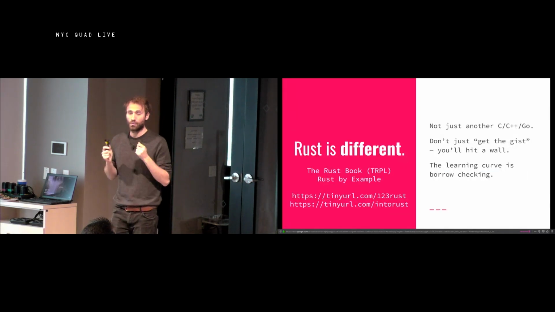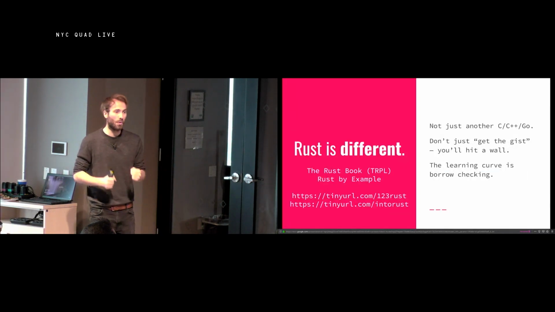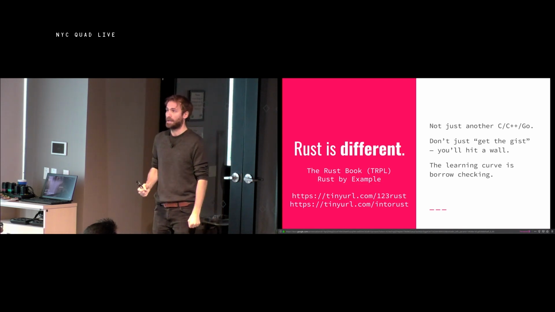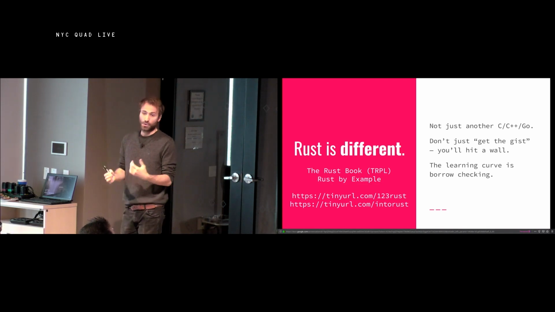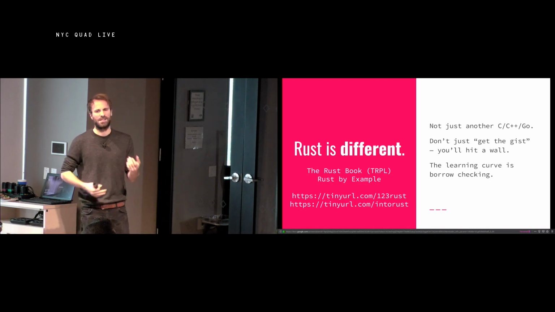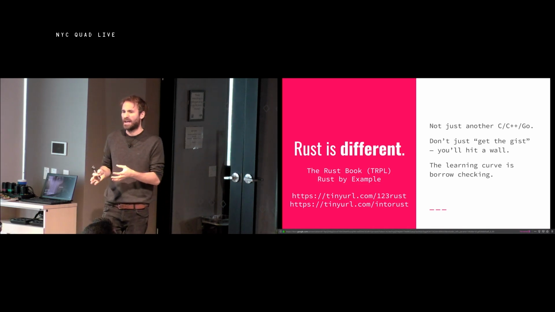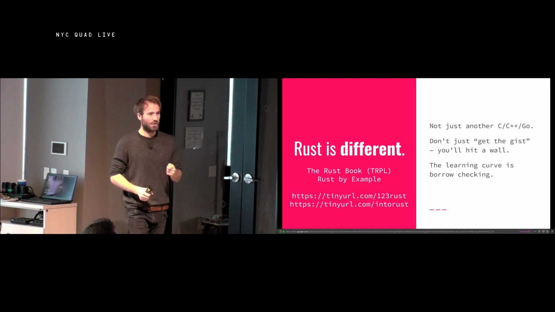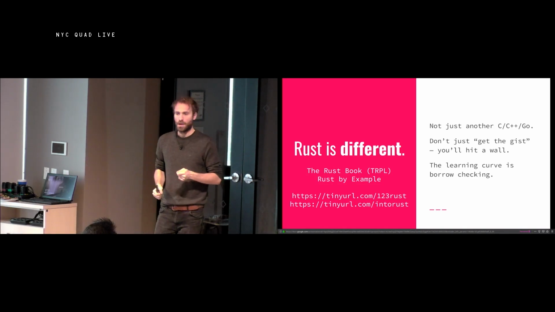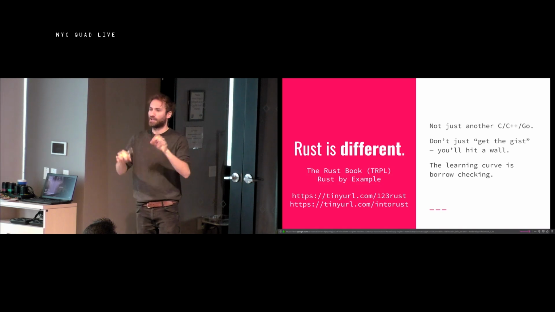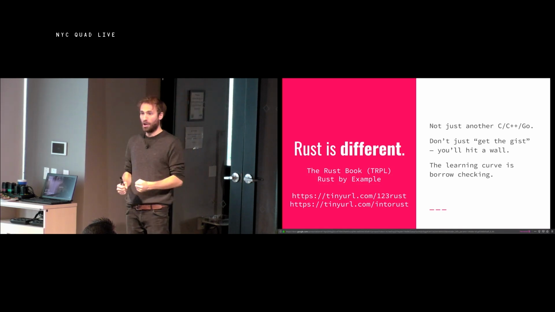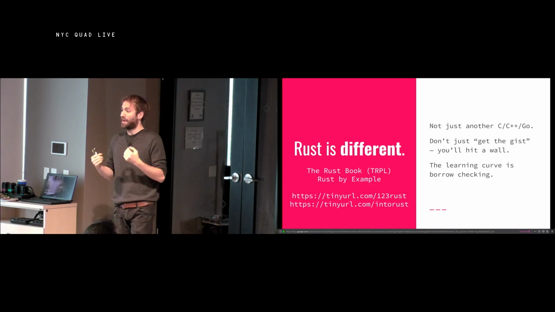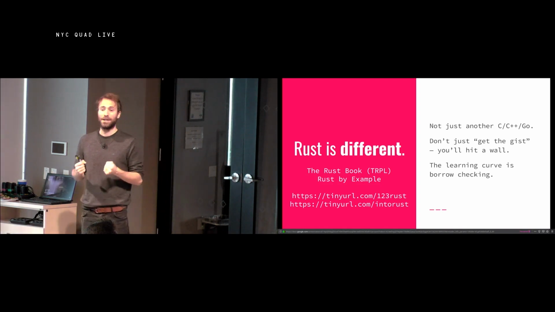The first thing I want to tell you is Rust is different. You cannot go about learning Rust the same way you learn all these other languages you've learned in the past. It is true that its syntax is relatively C or ML-like. It's not that bad just to look at it, but that's a little bit deceptive. It is not just another C or C++ or Go. If you just try to get the gist of it and hack your own code, you will hit a wall, and that wall is the borrow checker. You might have heard this phrase of fighting the borrow checker. That is what you're going to end up doing.